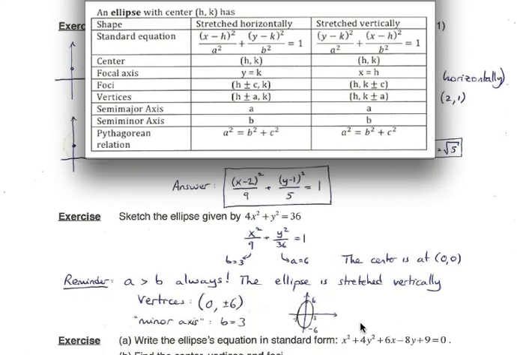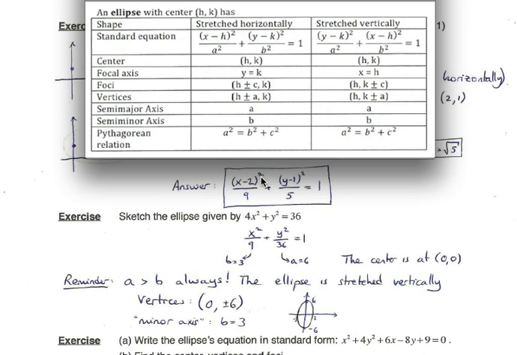Second exercise, sketch the ellipse given by 4x squared plus y squared equals 36. The standard equations in both columns are always something equals 1. So here we need to divide by 36 to have that. The equation becomes x squared over 9 plus y squared over 36 equals 1. 36 is bigger than 9. That means 36 is a squared. It has to be. So a equals 6, and 9 is b squared, so b equals 3.